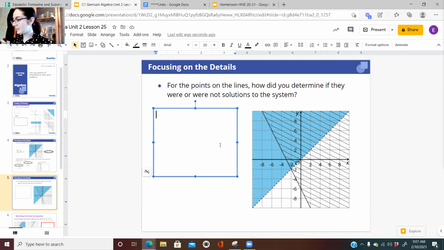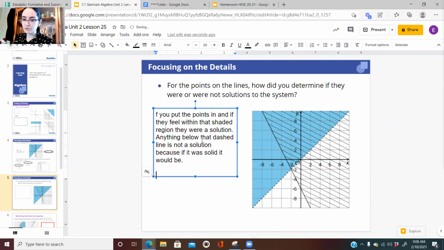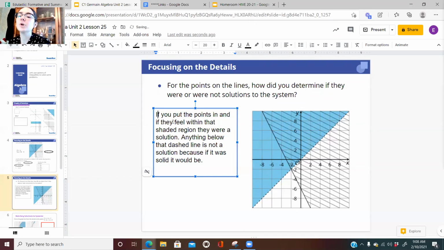Actually, I like what Peyton wrote, so I'm going to come over here and do a little bit of correction, but it looks good. Let me make a few corrections and read through it. If you put points in, like in that double shaded region, and they fall within that shaded region, they are a solution. Anything below the dashed line is not a solution because it has to be solid. So anything outside of the double shaded region is not a solution.